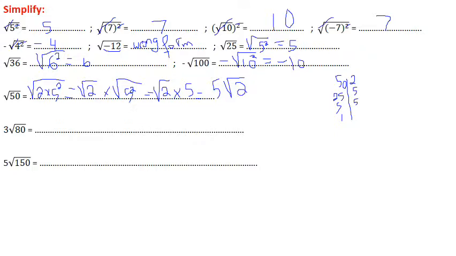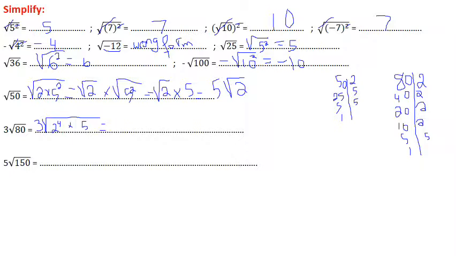Also 80 cannot be written as a perfect square, so we will make its prime factorization. 80, if we divide 80 by 2 we get 40. If we divide 40 by 2 we will get 20. 20 divided by 2 I get 10. 10 divided by 2 we get 5. 5 divided by 5 we get 1. So 3 is a coefficient, we keep it outside the radical. 80 is written as 2 to the power 4 times 5. Now let us split the radicals.